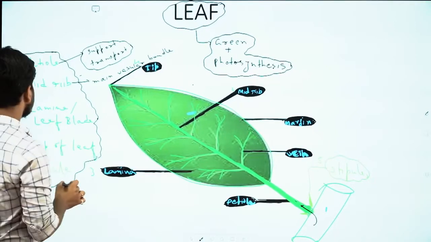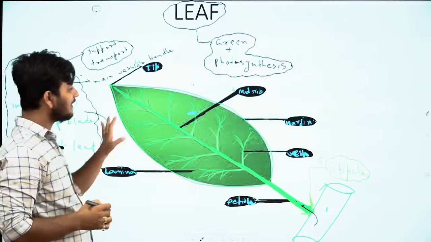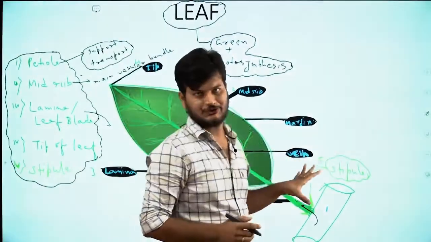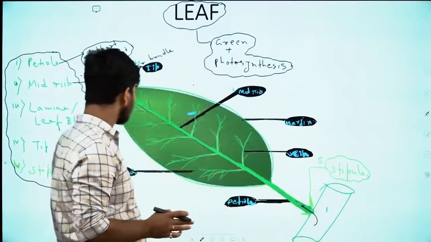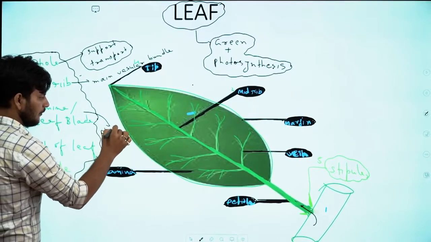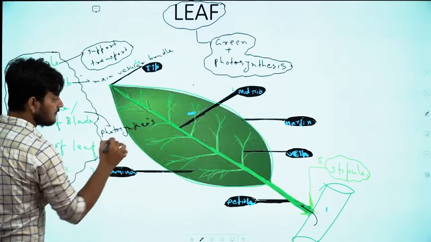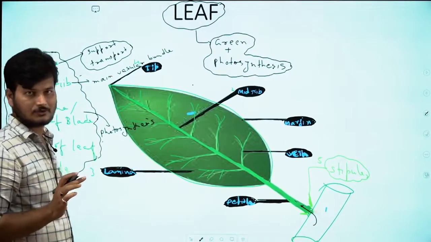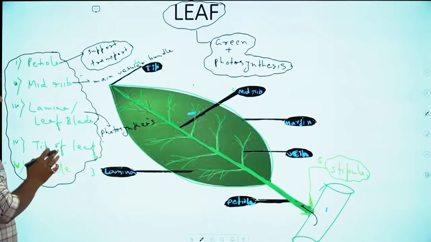Okay, the next is the lamina, or the leaf blade. Actually, it is the main area of the leaf in which parenchymatous cells are present, which do photosynthesis. We can say that the function of photosynthesis is performed here, and this is the main area where parenchymatous cells are present for photosynthesis.